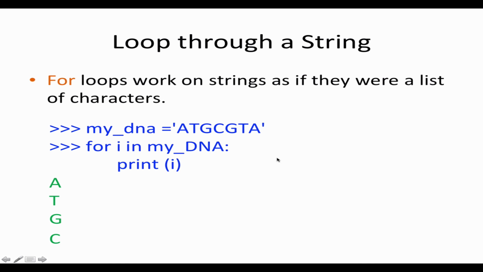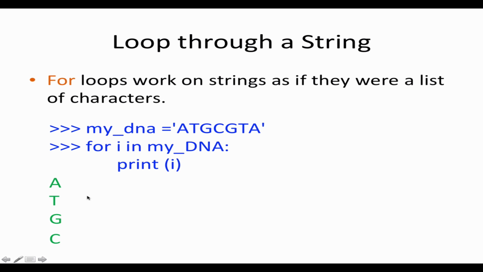You can also loop through a string. I mentioned last time that Python deals with strings as a form of a list. It's a list of letters. And so you can say for i in my_DNA, where my_DNA is now a string of letters. And if you tell it to just print i, it'll just go through that string letter by letter around the loop each time and print the letter.